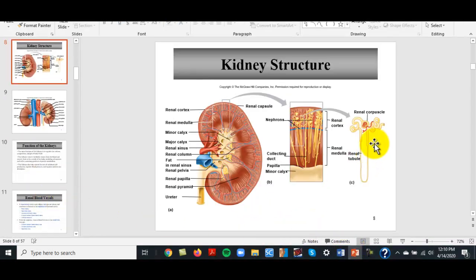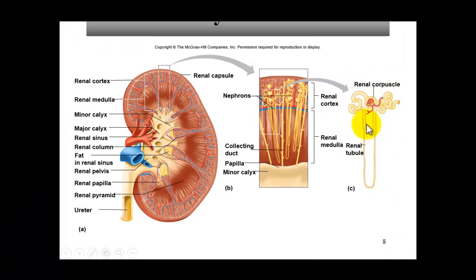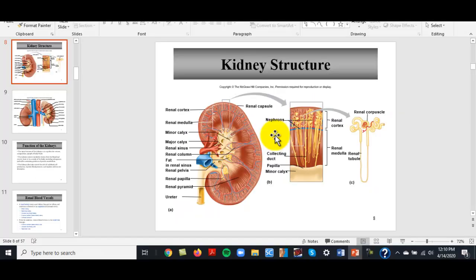If you're wondering what's a nephron, it is this guy. It has a renal corpuscle, and then these are called the renal tubules. And then this diagram here is showing, here's the renal cortex. About 80% of all the nephrons are cortical nephrons, and then you have a few that are down lower in the medullary area, or the medulla.